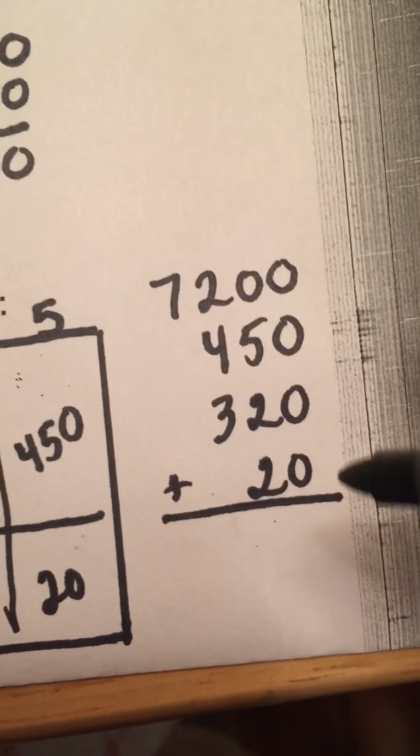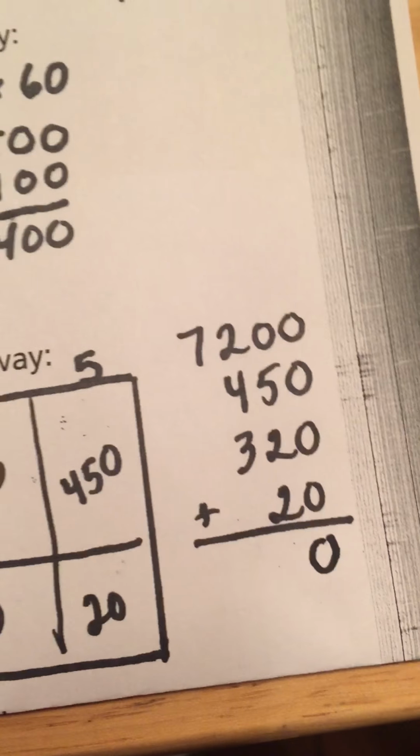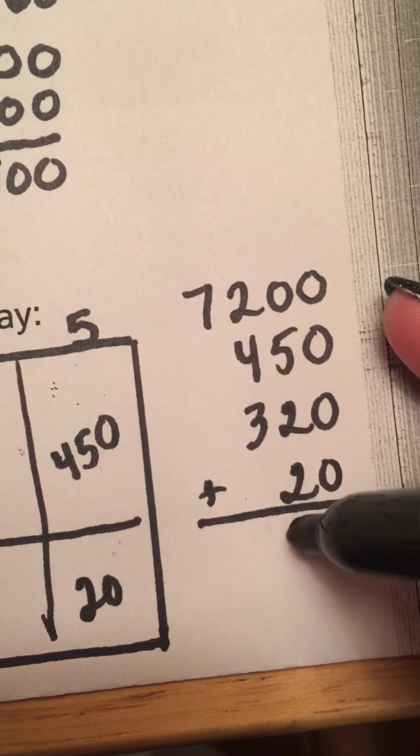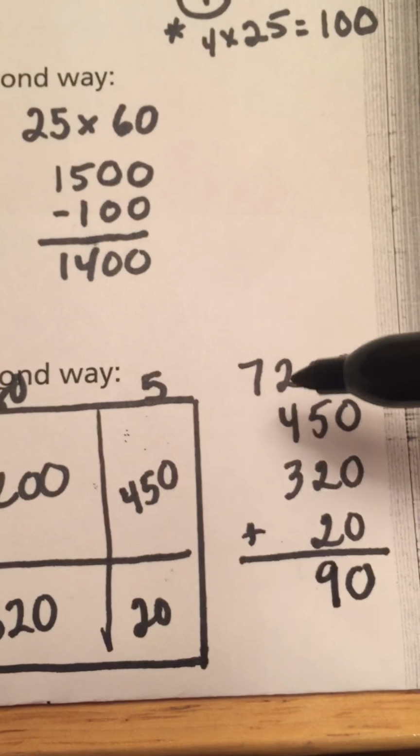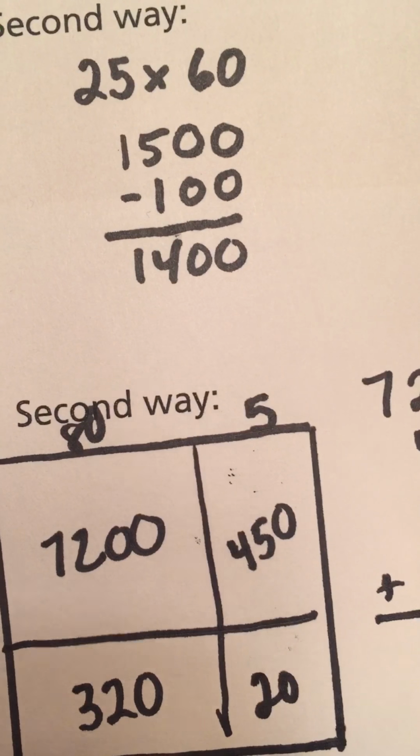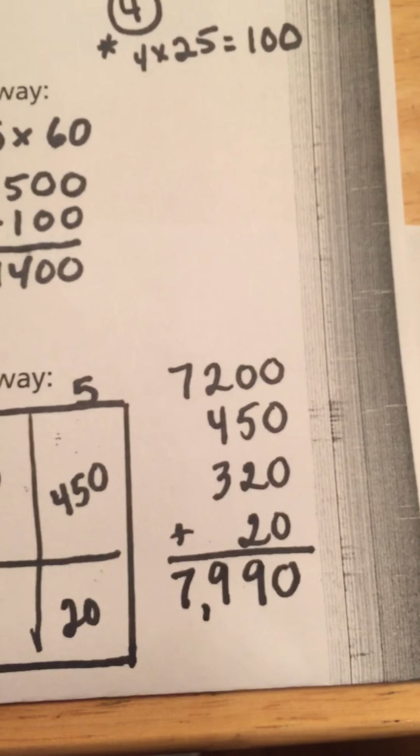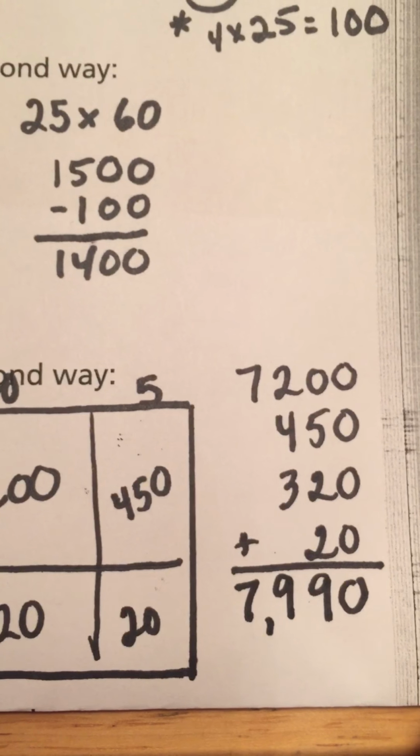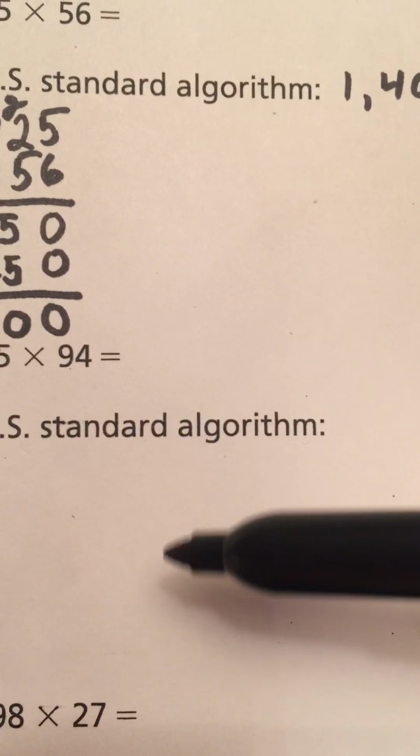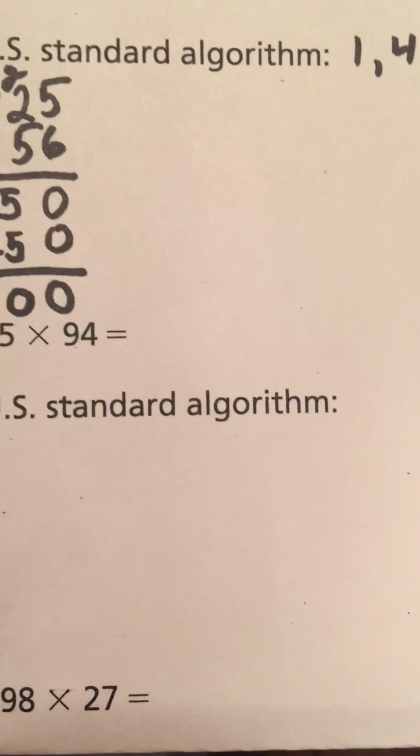So adding up my first column here, 0 plus 0 plus 0 plus 0 is 0. 5 and 2 is 7, plus 2 more is 9. 2 plus 4 is 6, and 6 plus 3 is 9. 7 plus nothing. 7,990. Was that the same thing? The same answer you got using the standard algorithm when you solved it this way? All right.